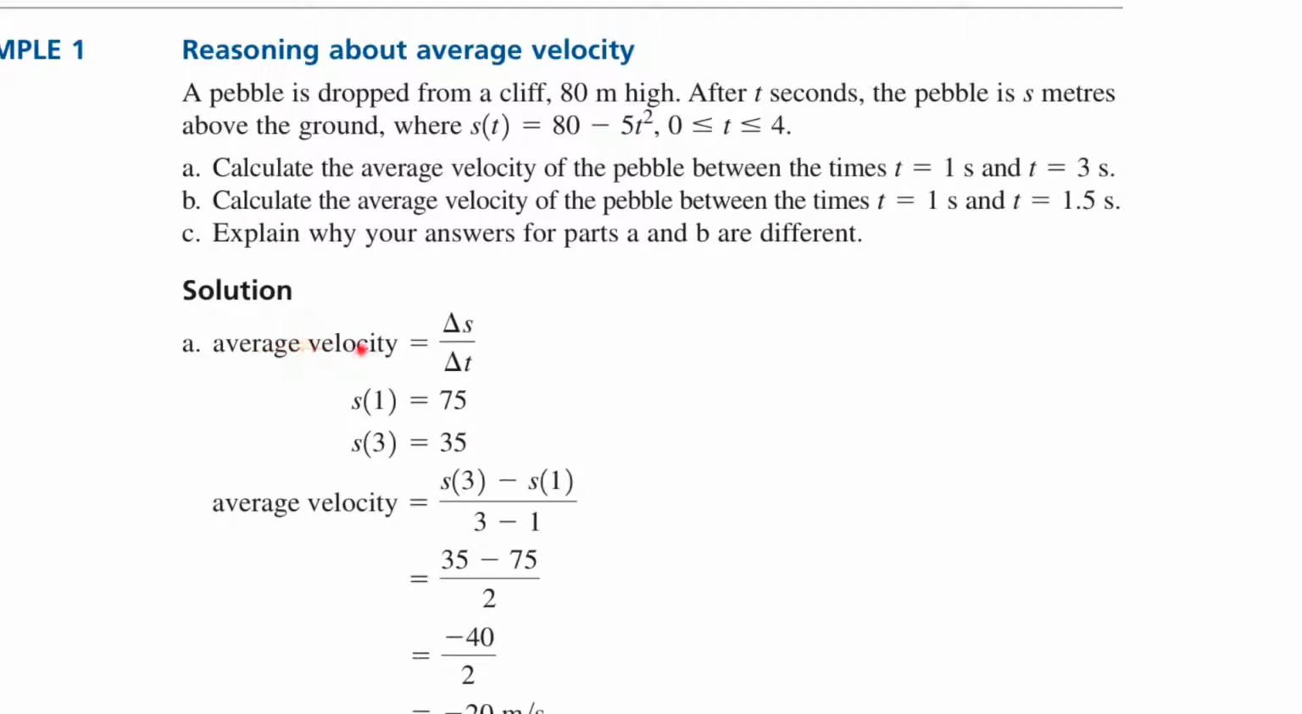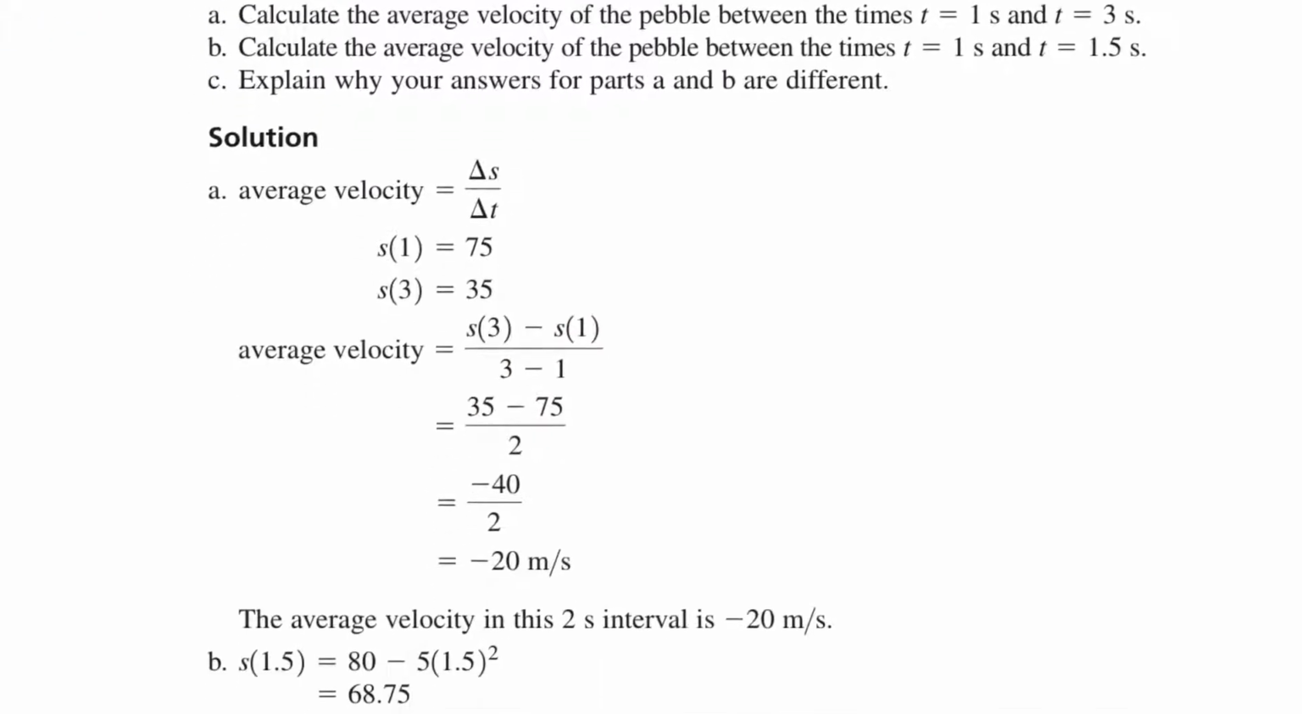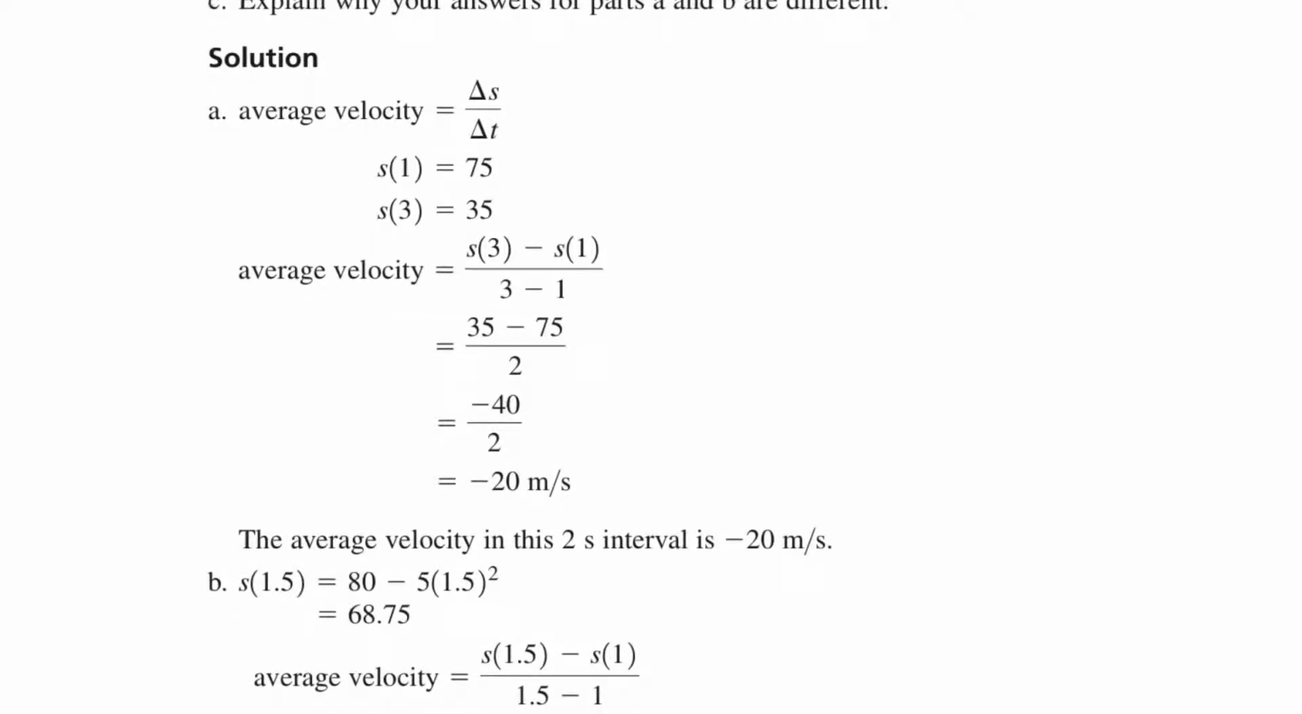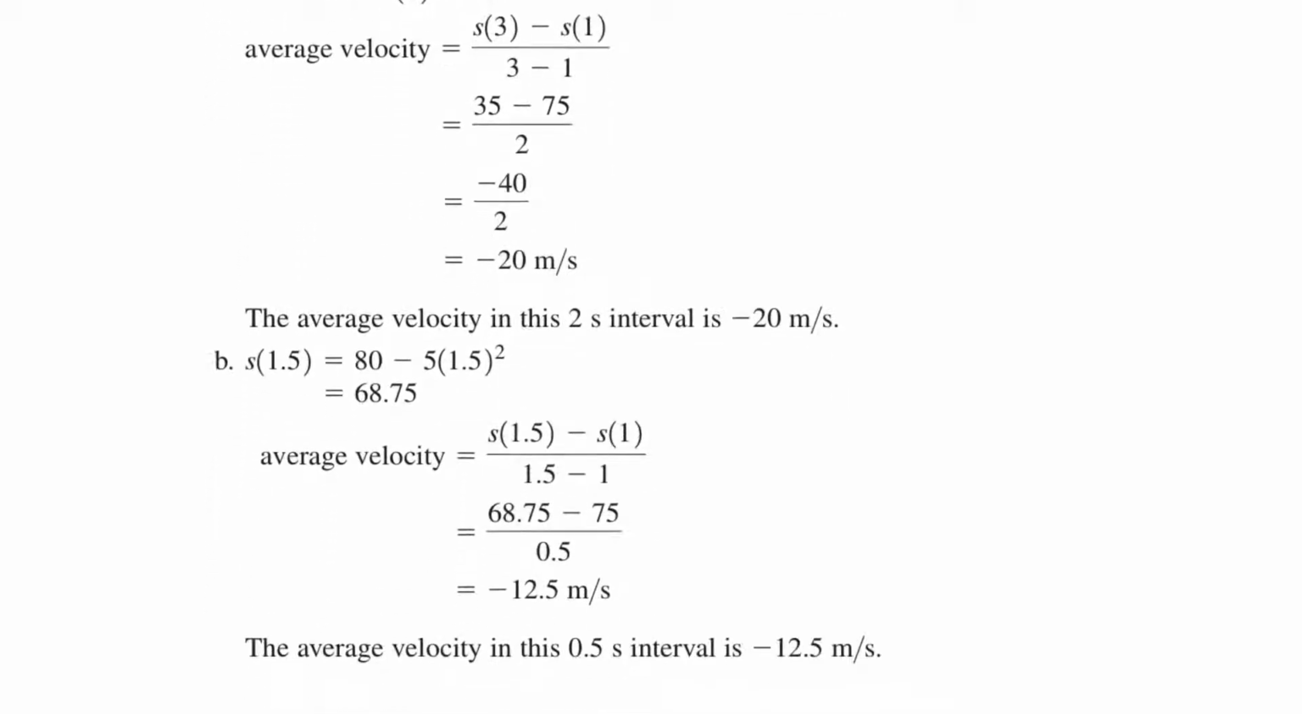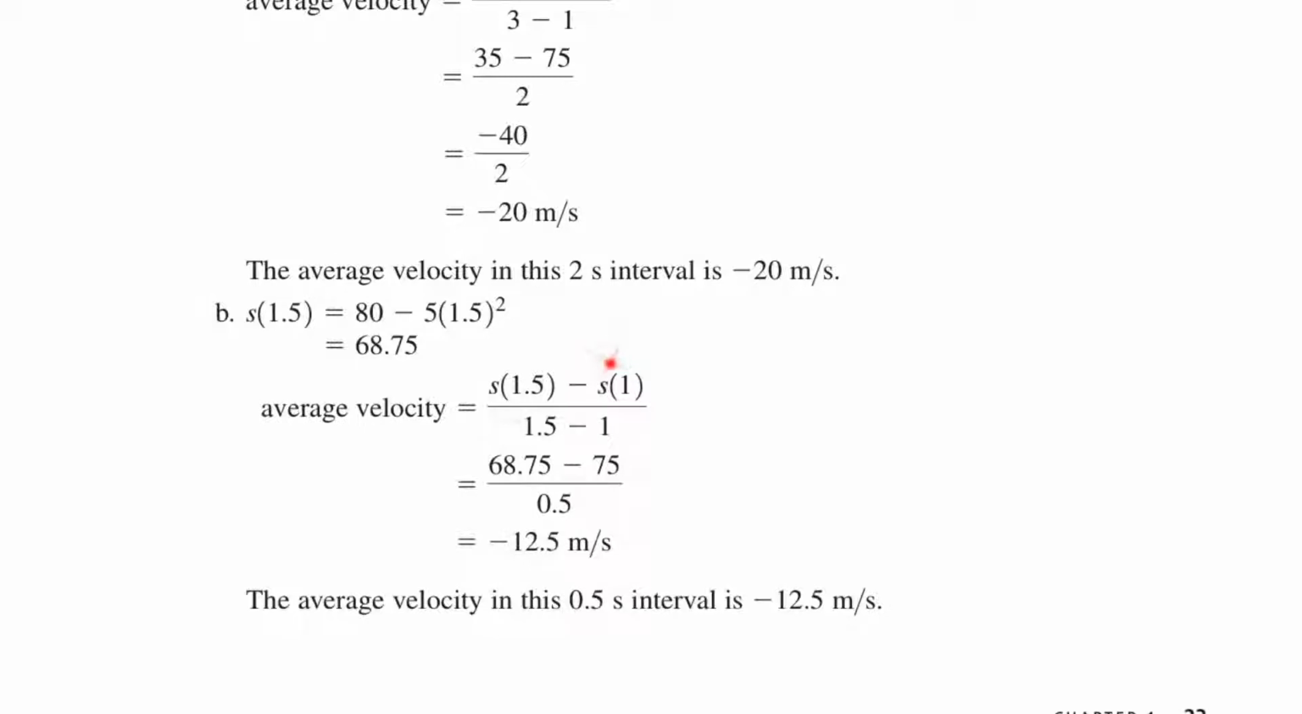Average velocity in part A is s of 3 minus s of 1 divided by 3 minus 1, which is minus 20 meters per second. And for part B, when t is between 1 and 1.5, it is s of 1.5 minus s of 1 divided by 1.5 minus 1, which is negative 12.5 meters per second.